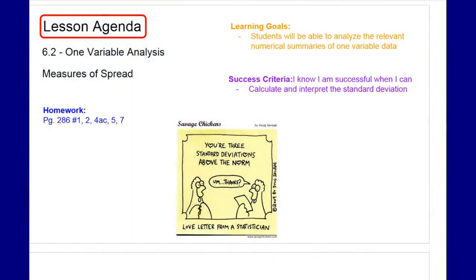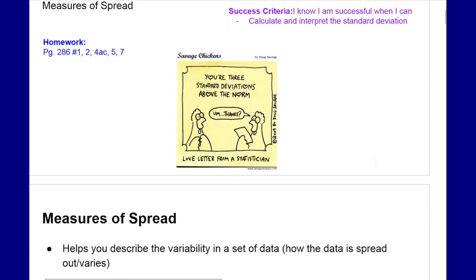In today's lesson, we are going to be looking at measures of spread. So in the previous lesson, we looked at measures of central tendency, which talked about the middle value, the center of our data set. Now we're going to be looking at measures of spread, which are different statistical measures that look at a different component or aspect of our data.